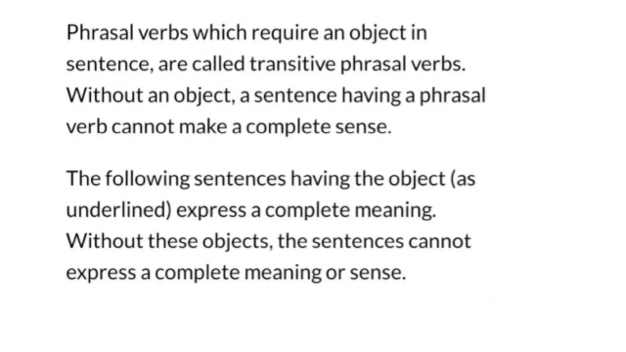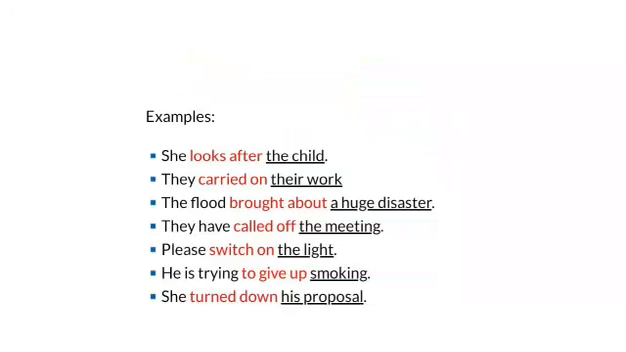The following sentences having the object underlined express complete meaning. Without these objects, the sentences cannot express a complete meaning or sense. So let's have a look at these examples. The first example is: she looks after the child. She looks after does not give any meaning. So she looks after the child gives the complete meaning. The child is the object here. She applies look after over the child. So this is a transitive verb.